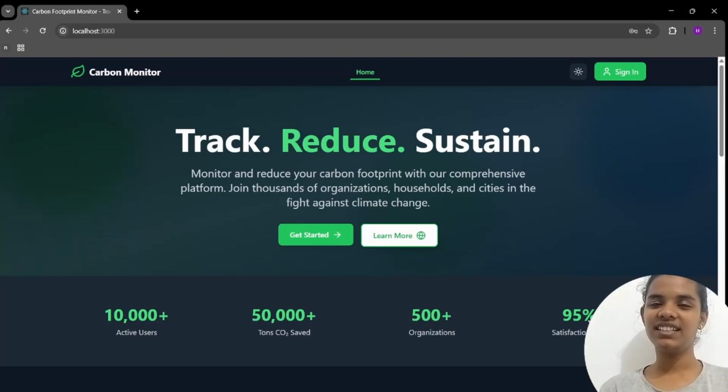Hi everyone, I am Harshada Kakade and I am thrilled to introduce our project, Carbon Footprint Monitor, developed by Team Ozone. Our vision is simple: tracking today, sustaining tomorrow.